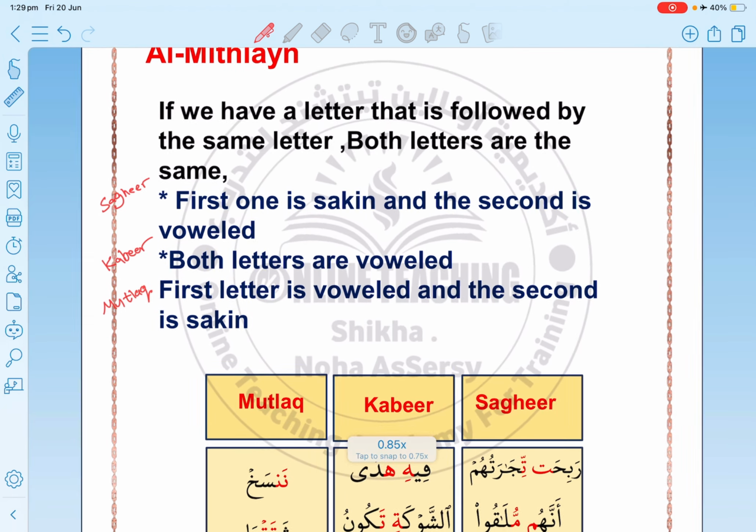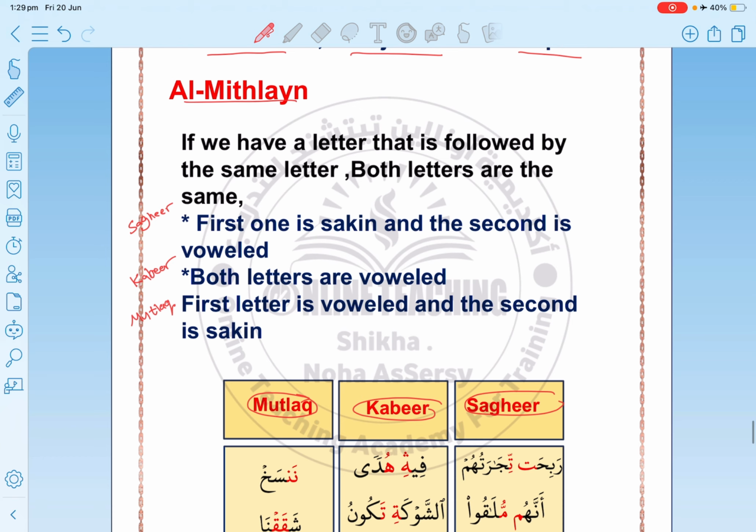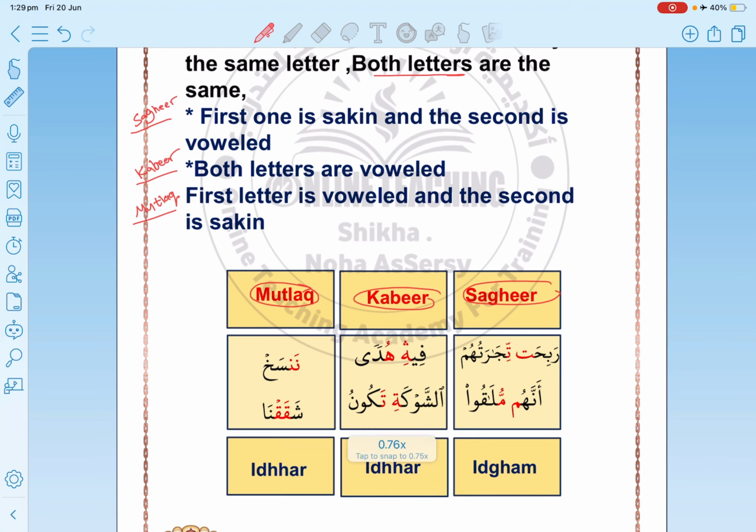We have three types: the صغير, the kabir, and the mutlaq. So المتماثلان: if we have a letter that is followed by the same letter, both letters are the same. The first one, which is the صغير, is when the first is sakin and the second is voweled. What does that mean? Let's see examples.